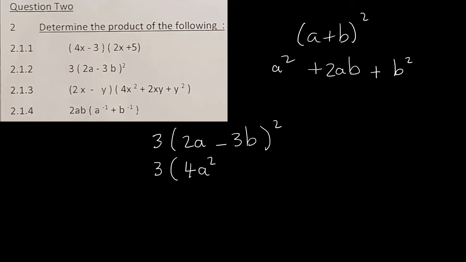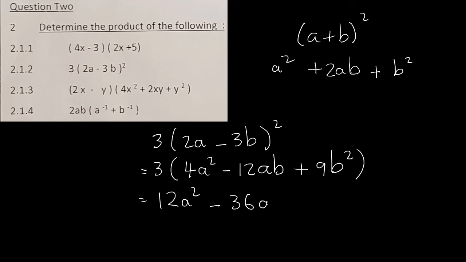So it will be minus 6ab. But when we multiply that by 2, it will be minus 12ab. Remember, after multiplying the first term times second term, you multiply your answer by 2. And then we get a minus times a minus, we have plus 9b squared. Thereafter, we distribute the 3 into the 3 terms. So it will be 3 times 4a squared will be 12a squared minus 36ab and plus 27b squared. That's your final answer. There's nothing further we can do there.